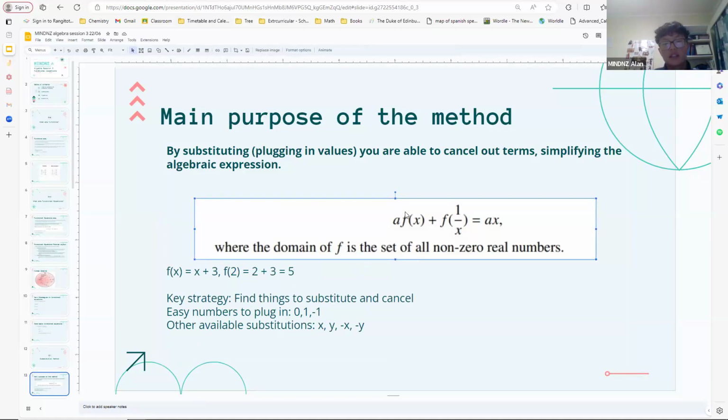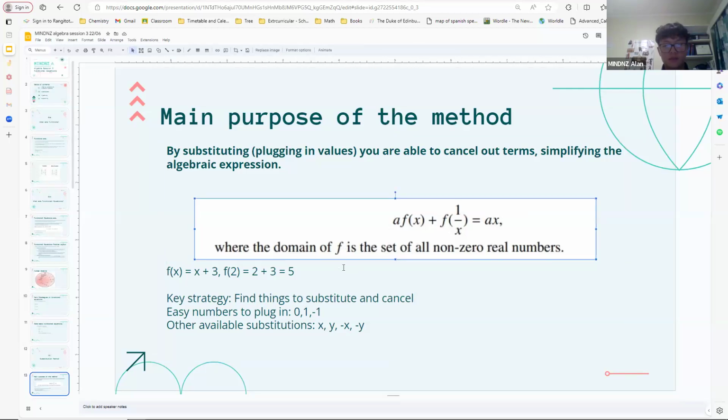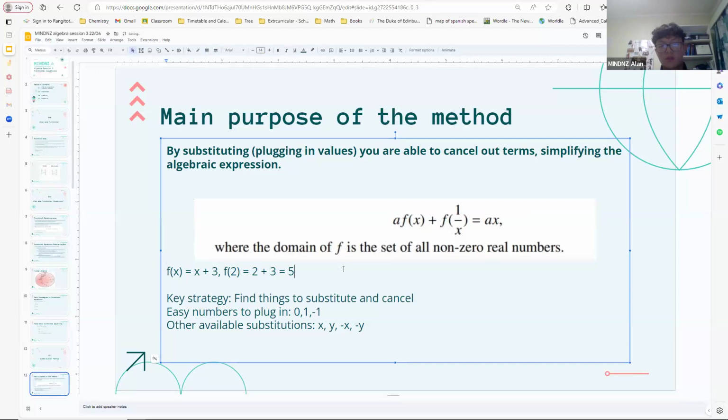So I'll give you guys a small challenge: to solve the problem on the slideshow. It says a times f of x plus f of 1 over x equals ax, where the domain of f is the set of all non-zero real numbers. So try to solve this for f. I'll give you a hint: what would your first response be to try to cancel something out? Can someone tell me in chat?